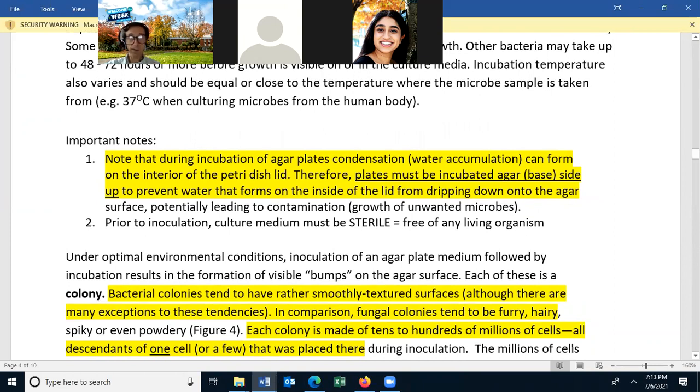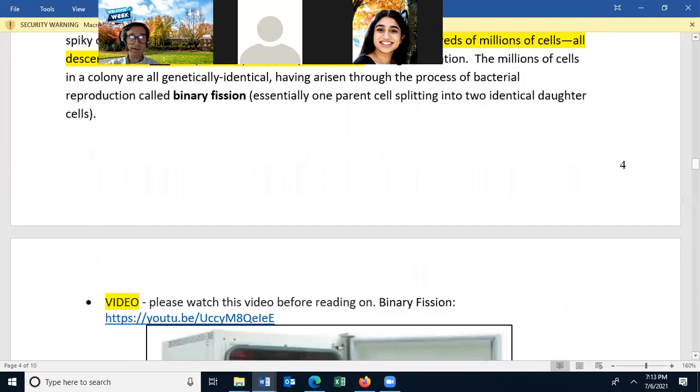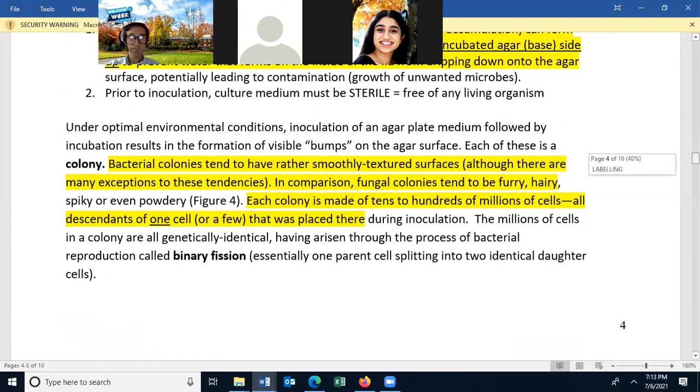All right, let's talk a little bit about colonies. Bacteria colonies tend to be smooth, textured surfaces, meaning smooth colonies that have smooth edges. There are exceptions, but most bacteria colonies are smooth. In comparison, most fungal colonies tend to be furry or hairy looking. So usually when you look at the colony, you can tell whether it is a bacterial colony or a fungal colony.